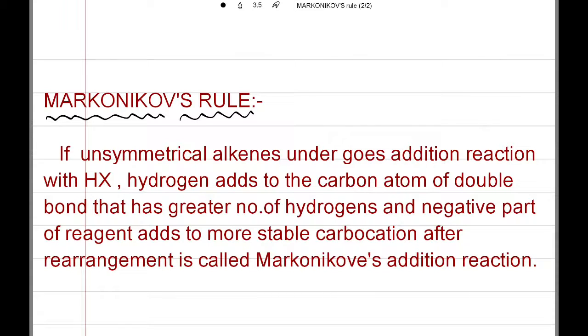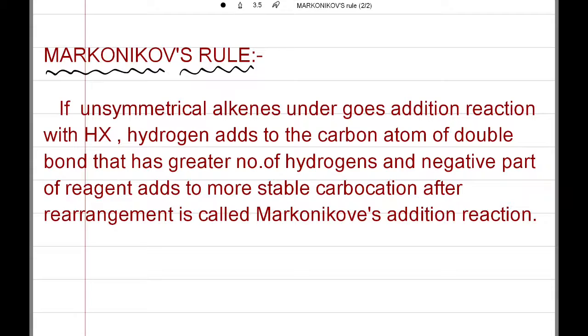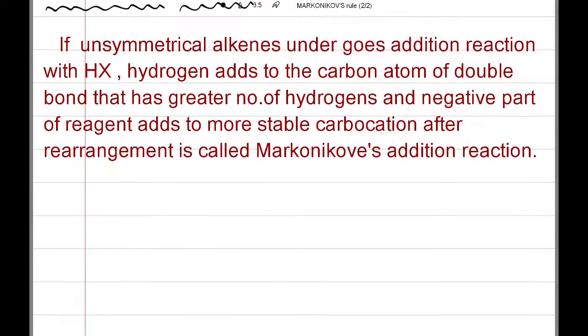If unsymmetrical alkenes undergo the addition reaction with HX, hydrogen adds to the carbon atom of the double bond that has the greater number of hydrogens, and the negative part of the reagent adds to the more stable carbocation after rearrangement. This is called the Markovnikov addition reaction.